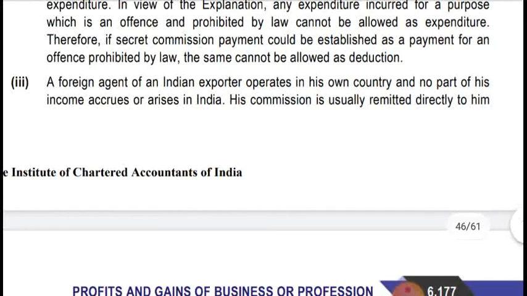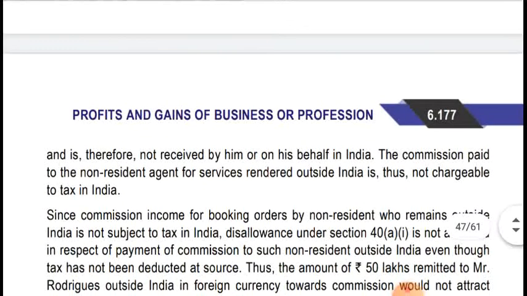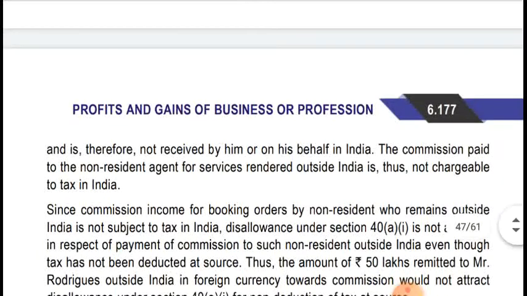A foreign agent of an Indian exporter operates in his own country, and no part of his income accrues or arises in India. His commission is usually remitted directly to him and is therefore not received by him or on his behalf in India. No income is received in India. The commission paid to a non-resident agent for service rendered outside India is thus not chargeable to tax in India. As I said, it is not chargeable to tax in India.